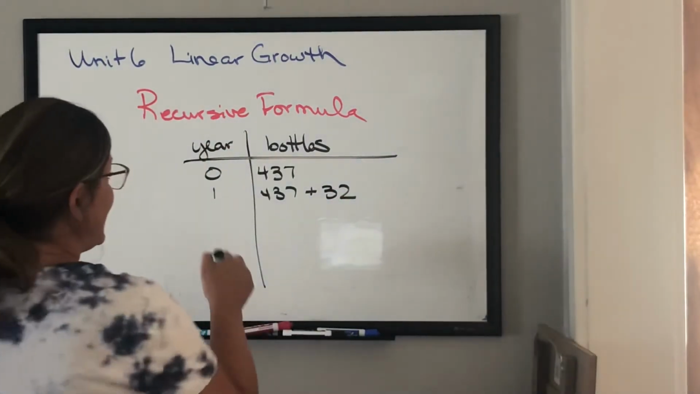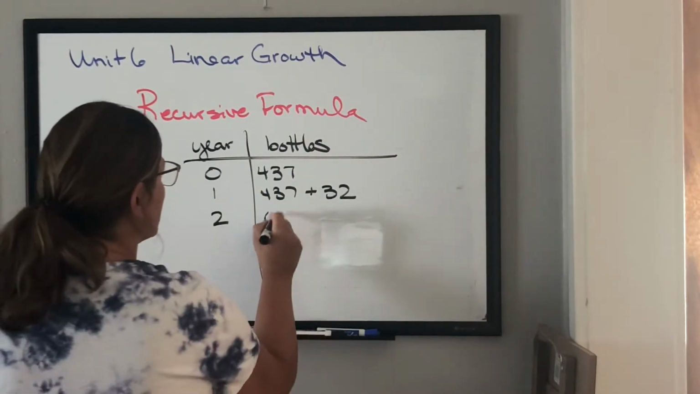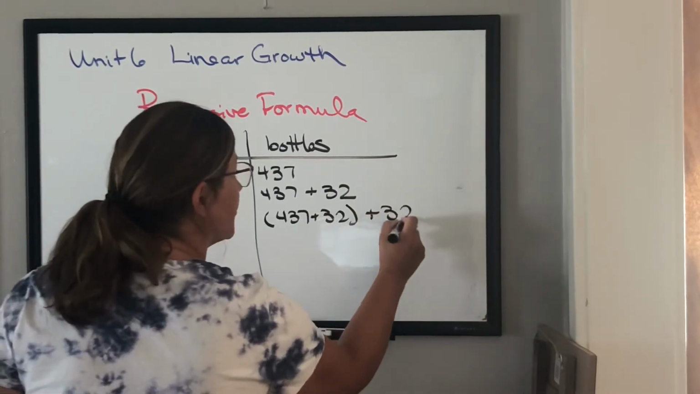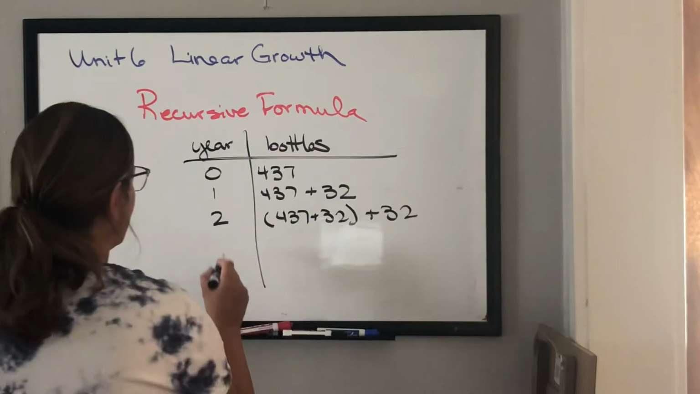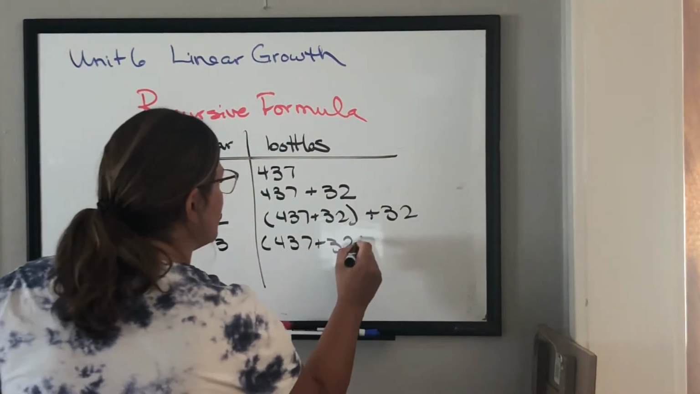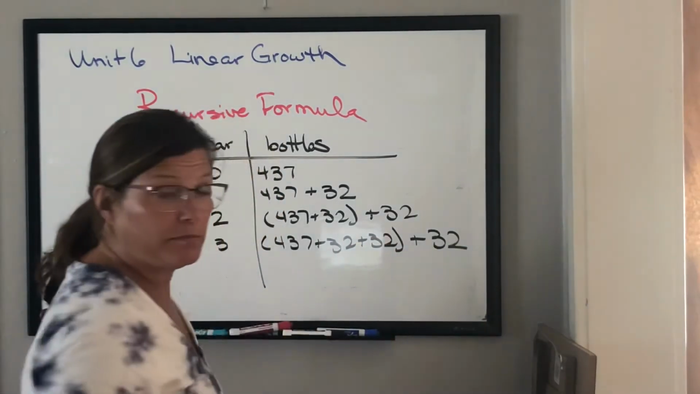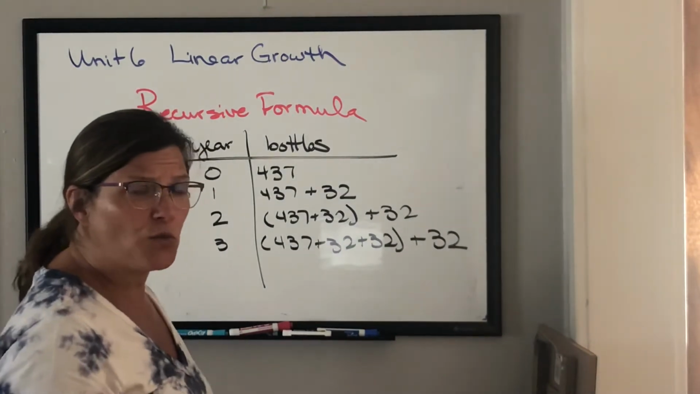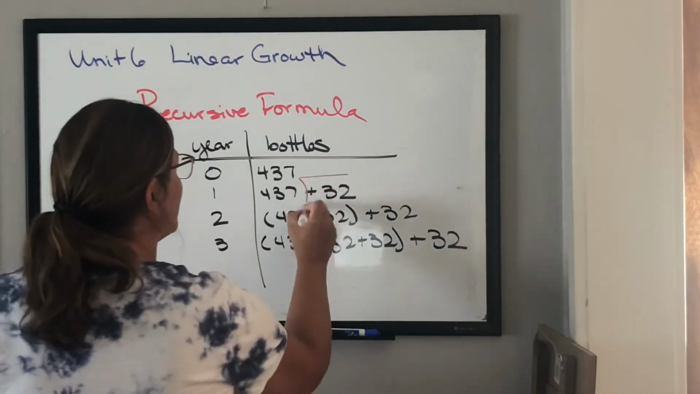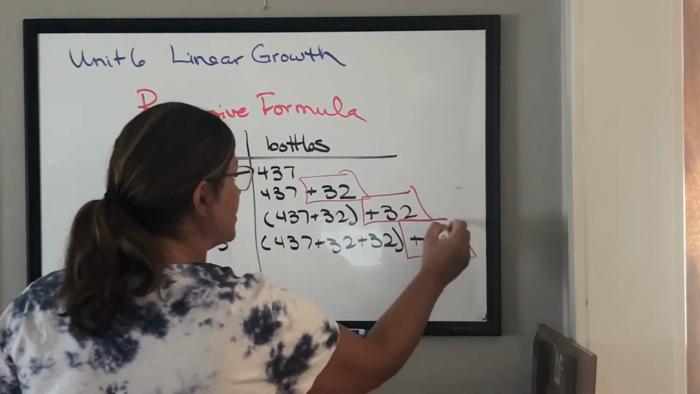Okay. In year 2, he's going to take that 437 plus 32, and add another 32 bottles. Okay, year 3, he's going to take that 437 plus 32 plus 32 and add another 32. Okay, so you can see what happens. What's reoccurring each time is we're adding 32. Each time we have added 32 to what was previously there, added 32, added 32.